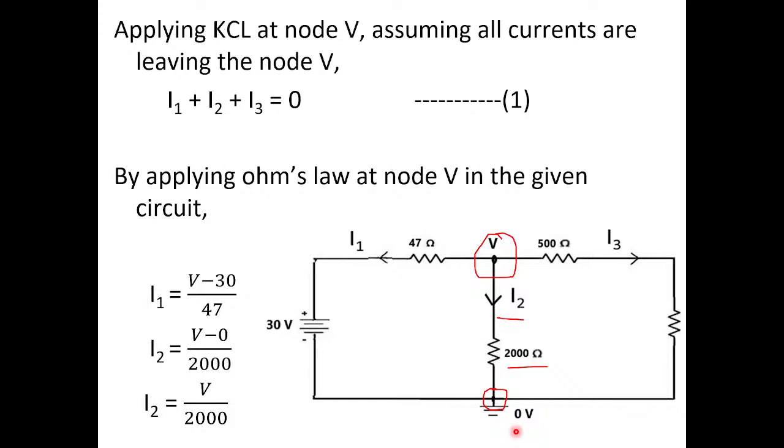Potential difference means voltage difference across the element. So the potential difference is V minus 0 divided by 2000. V minus 0 means V. So I2 is V by 2000. Are you able to follow or not? Please mention. I have repeated the same thing twice.